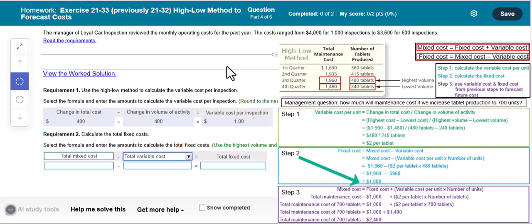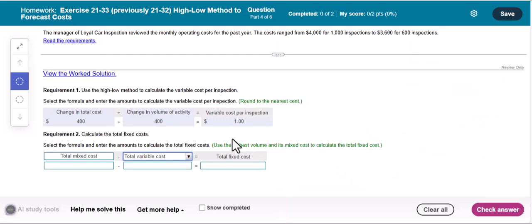So we're going to take what they said to use: the highest volume and its mixed cost to calculate the total fixed cost. Here the highest volume is this 1,000 inspections. So we're going to use 4,000 mixed costs. That's the total cost. Remember, it's a mixed cost. So we're going to put that 4,000 here.